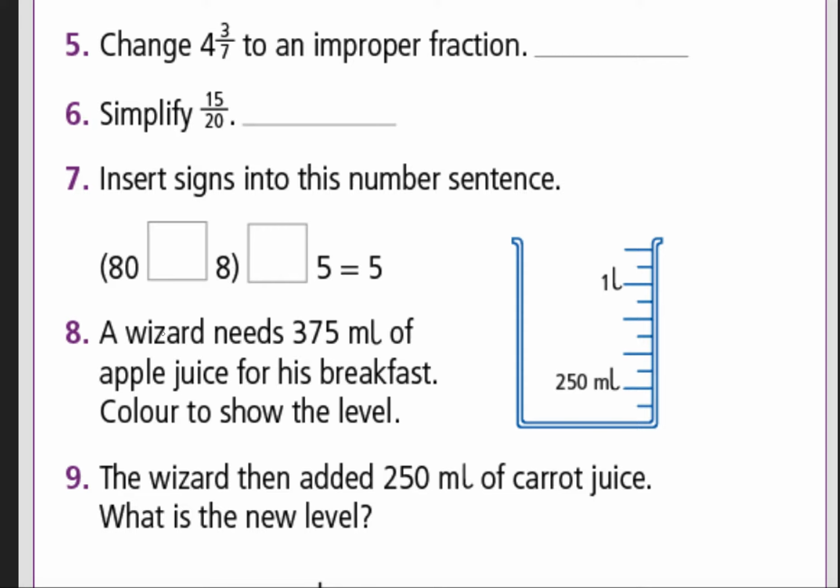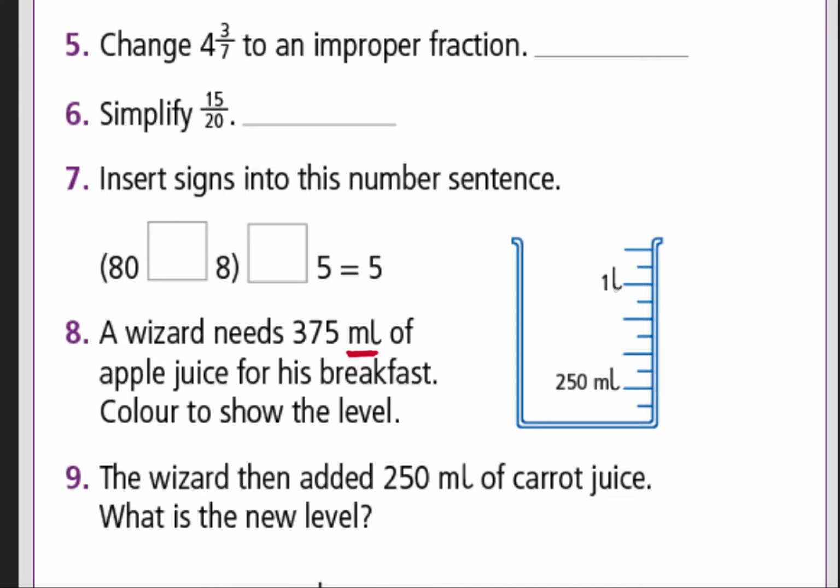Number 8, it says a wizard needs 375, and this here is milliliters, and there's 1,000 of those in a liter. So a wizard, he or she, needs 375 milliliters of apple juice for his breakfast. Colour to show the level.